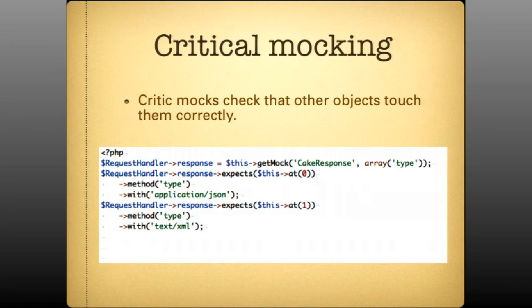I think this is actually one of the tests from Cake 2. I think this one calls render as, and then it calls render as again. So you'd call render as JSON, which then touches the response object, calls the type method with application type JSON, and if it gets called with something random, the test will fail. Does that answer your question?